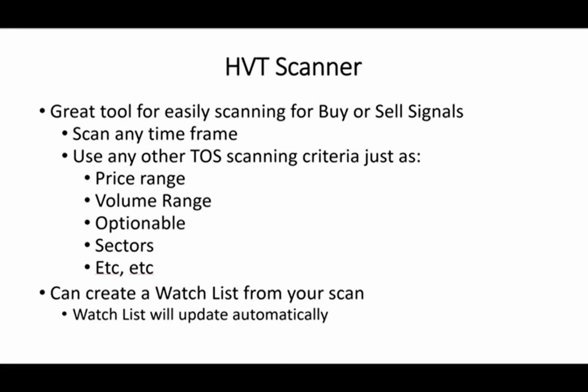At the same time, when I scan, I can not only find the signals, but I have all these other criteria available to me. I can include a scan of beta. So hey, I want buy signals and I only want betas 3 or greater. Works out great.